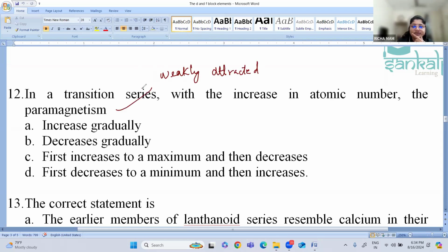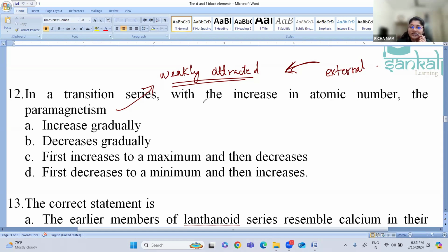So in paramagnetism, some of the materials are weakly attracted by the external magnetic field you are applying. They are not completely or strongly attracted, they are weakly attracted. Because of this, paramagnetic substances are said to have unpaired electrons in their valence shell.